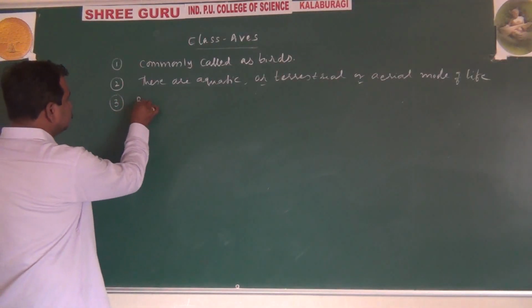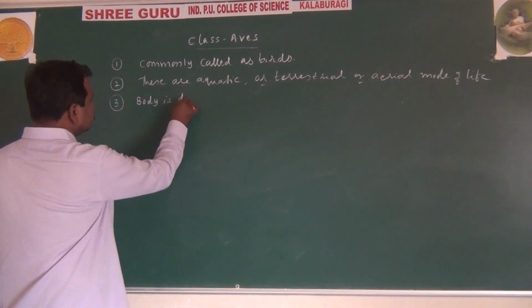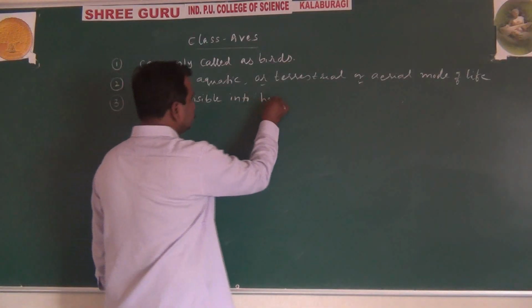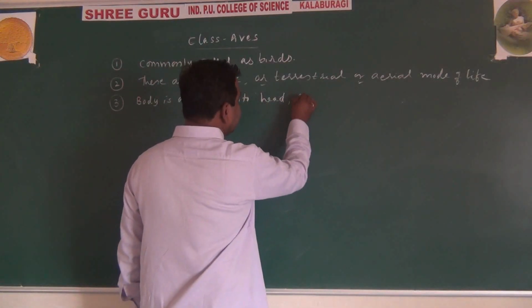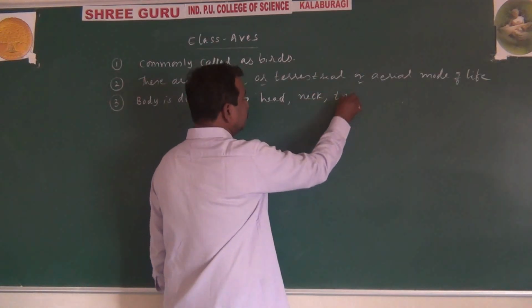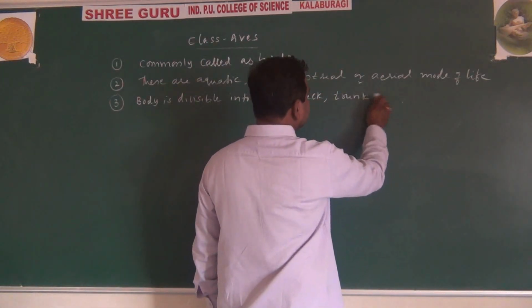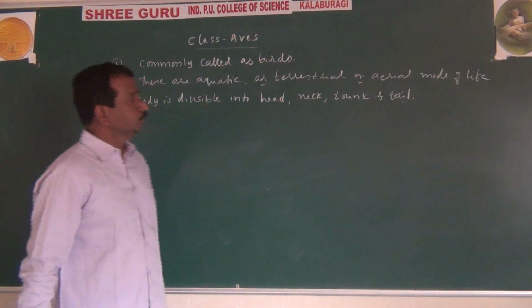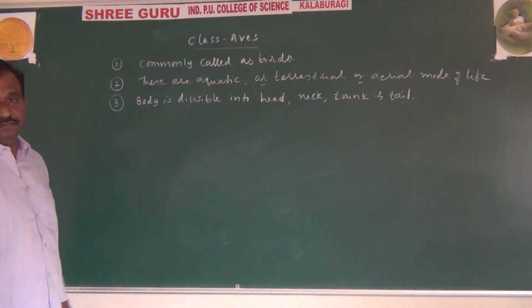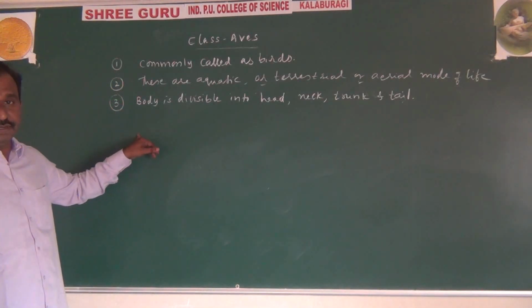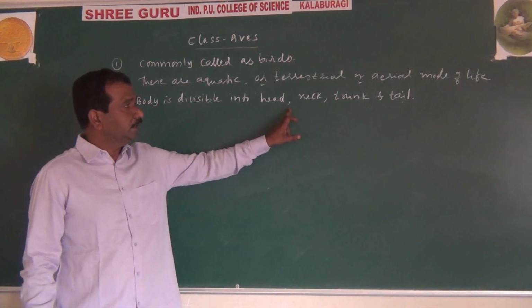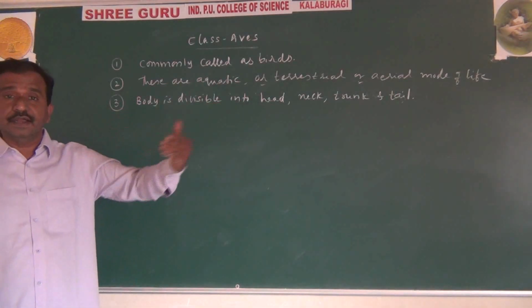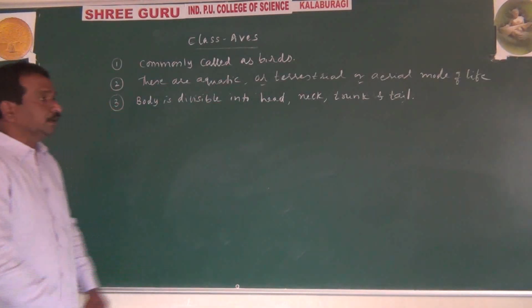The third one is that the body is divisible into head, neck, trunk and tail. This is the unique character. Head, neck, trunk and tail. This is the division of the body that we are observing. Neck is there; earlier we studied only head, trunk and tail. So now it is head, neck, trunk and tail.